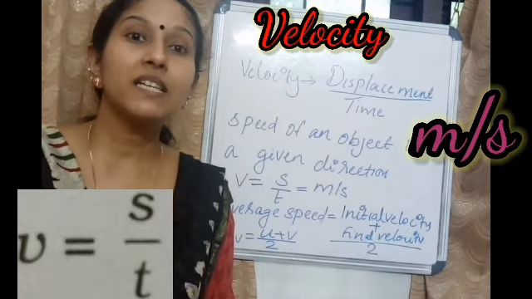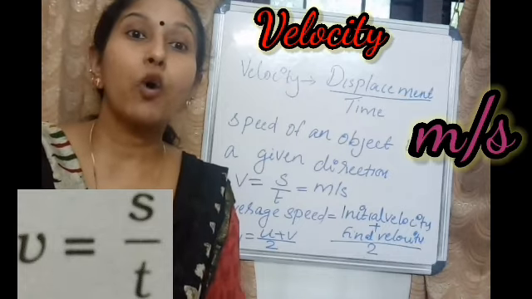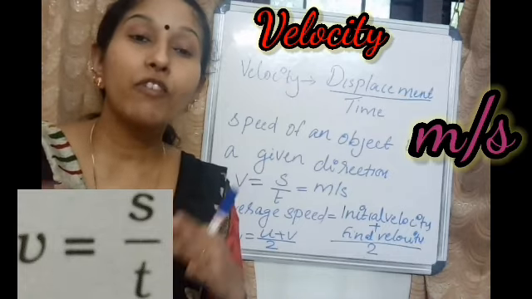Velocity of an object is the displacement by time, or velocity of a body is the speed of an object in a definite direction, and v equals s by t. The unit of velocity is meter per second. The unit and the symbol for both speed and velocity are the same; they differ only by the direction. If the quantity is speed, you will get only the magnitude. If it is velocity, you will get both the magnitude and the direction. So speed is a scalar quantity, velocity is a vector quantity.